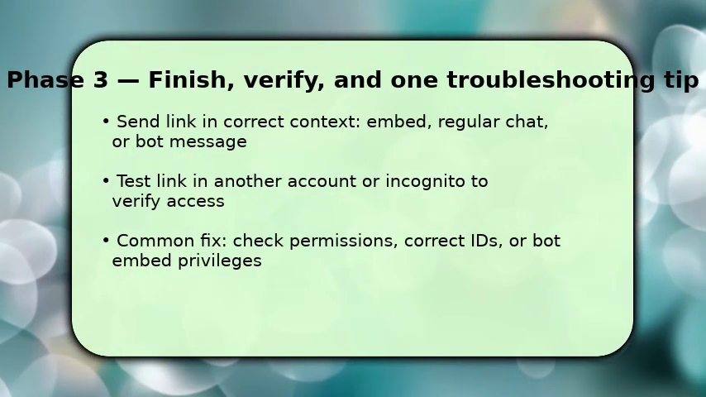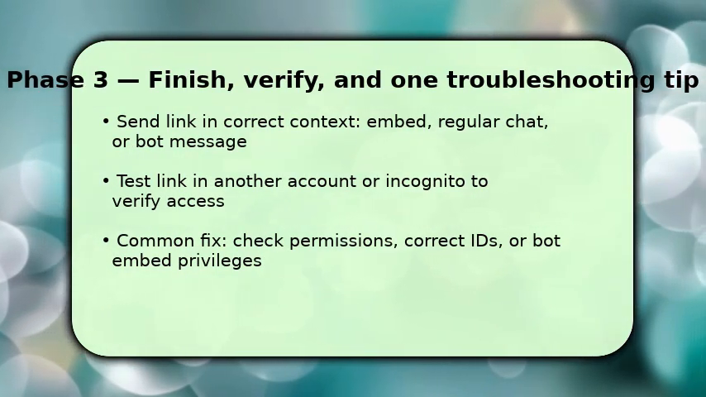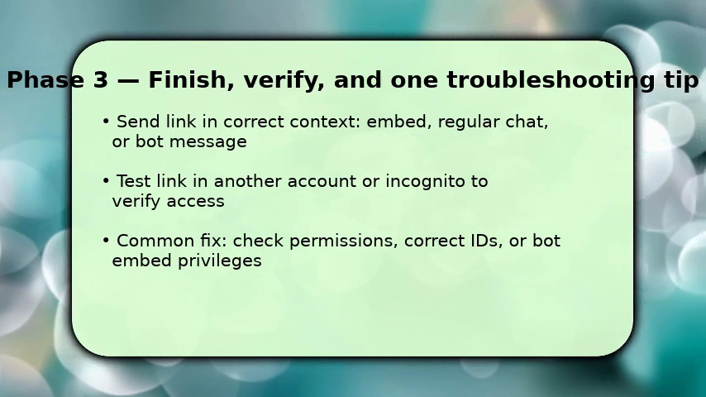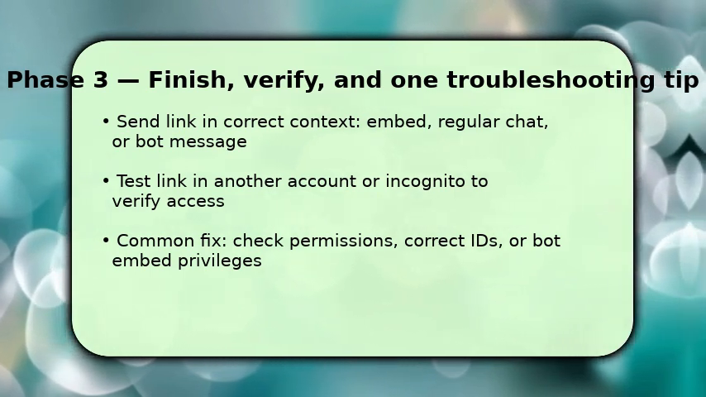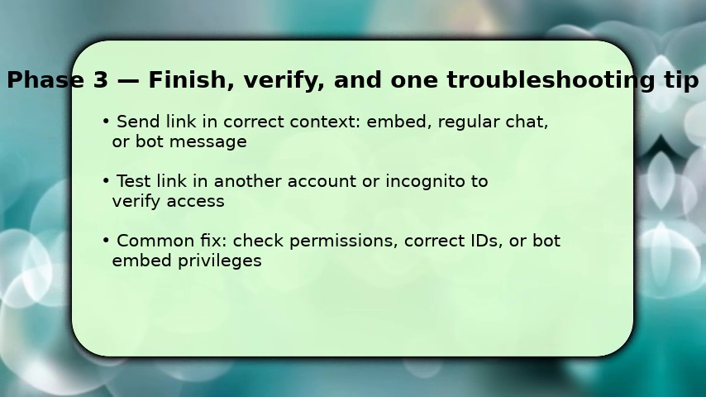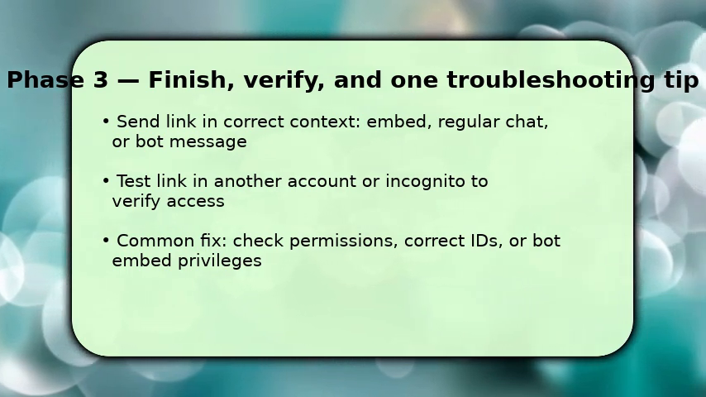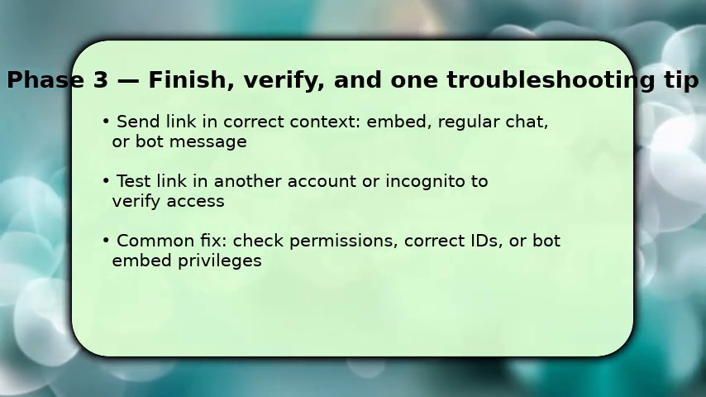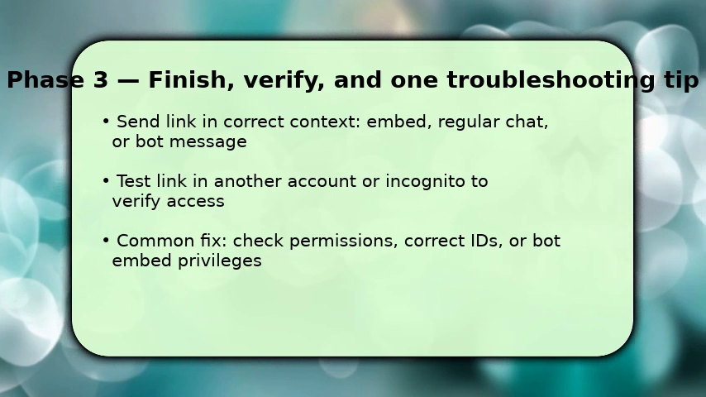Finish by posting the link where it will be seen. Embed for formatted Markdown links, normal chat for raw URLs, or a bot message for automated linking. Immediately test the link with another account or a friend to confirm it resolves and permissions allow access.